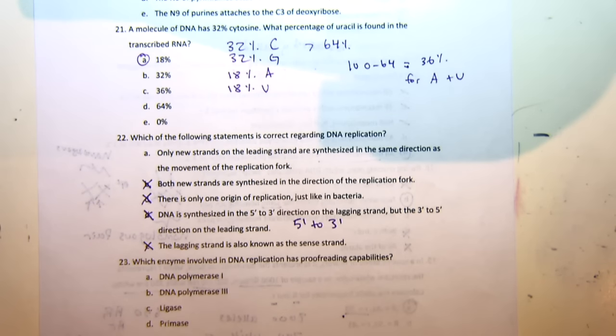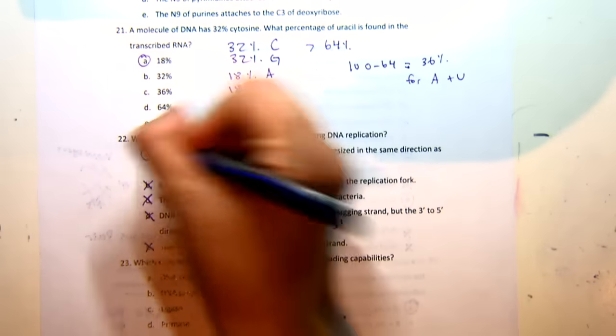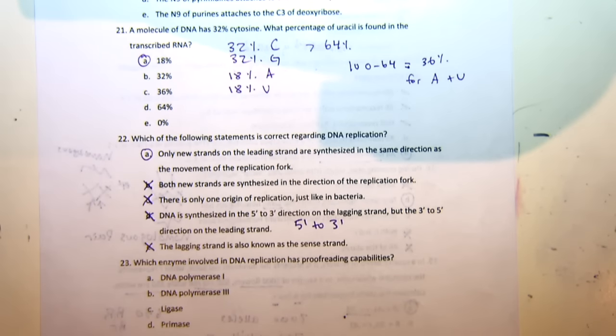The leading or lagging could be the sense strand. Sense strand just means it is going to be the template strand for our transcription. So it doesn't have anything to do with being leading or lagging. So that means A is right. Only new strands on the leading strand are synthesized in the same direction as the movement of the replication fork. That's pretty much the basic definition of being the leading strand. The leading strand is the leading strand because 5' to 3' is going the direction that the replication fork is opening. If we're lagging, 5' to 3' is going the opposite direction.